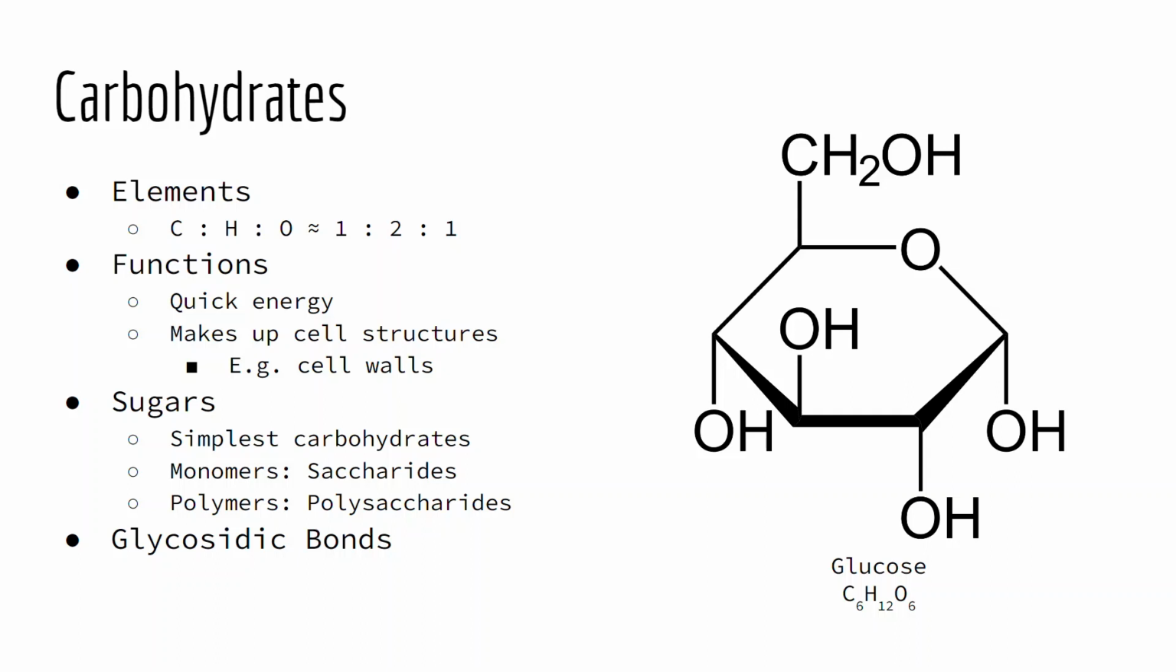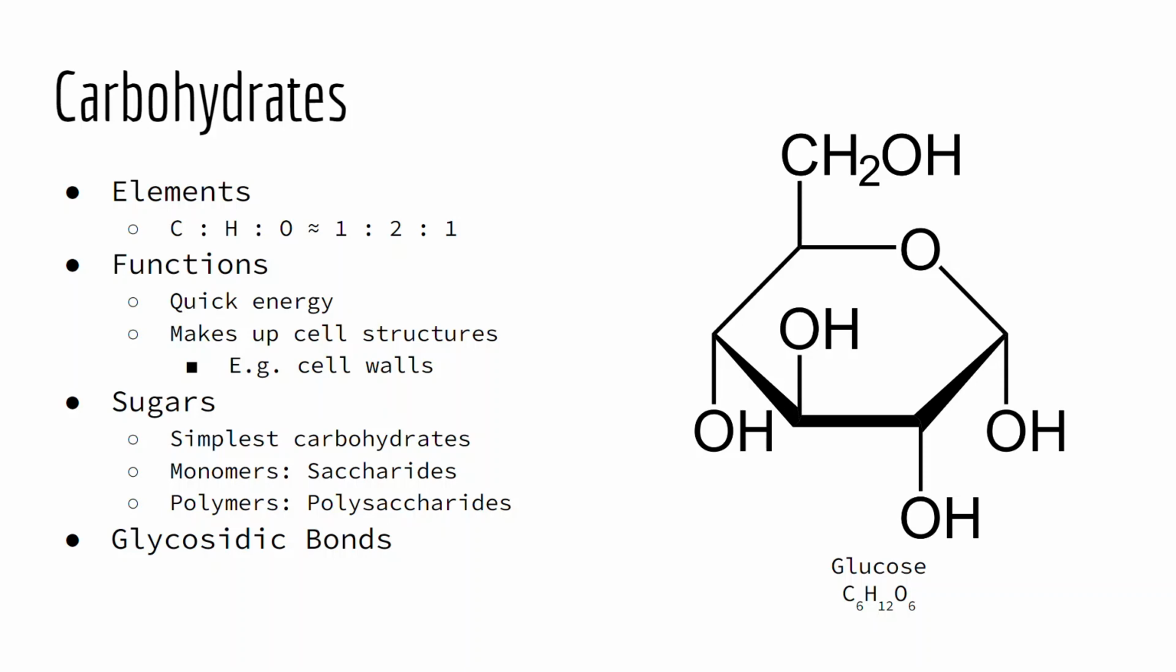We'll start with carbohydrates. The elements found in carbohydrates are carbon, hydrogen, and oxygen, and they're often found in a 1 to 2 to 1 ratio. The main functions of carbohydrates are that they are a source of quick energy for the body, and they make up cell structures. So, for example, cell walls in plants are made out of cellulose, and cellulose is a carbohydrate.